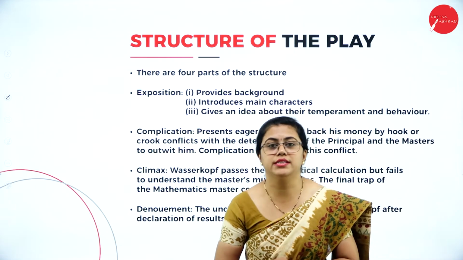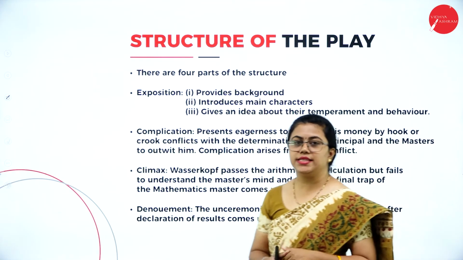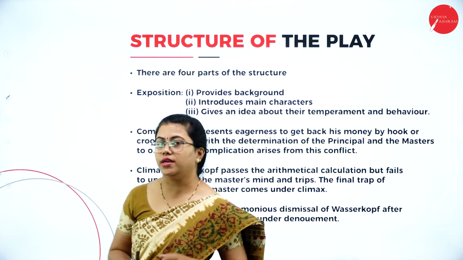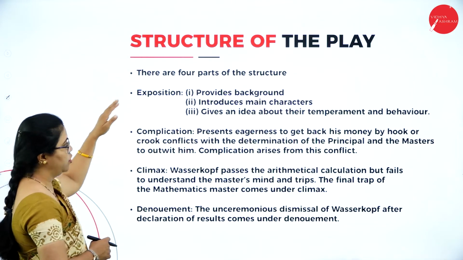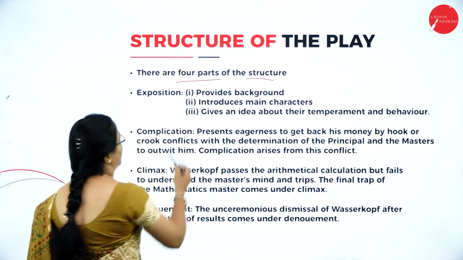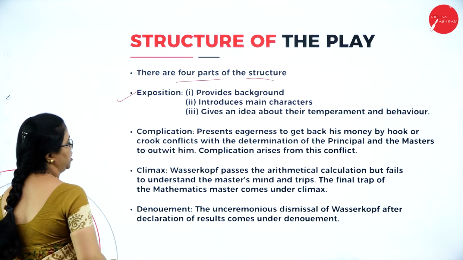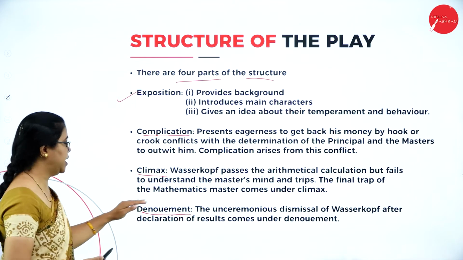Then we need to understand the structure of the play here. There is a structure for this which you will be able to understand easily. The whole play is actually divided into 4 different parts. So the structure has 4 parts. The first one is exposition. The next one is complication. Then the climax. Then the denouement.